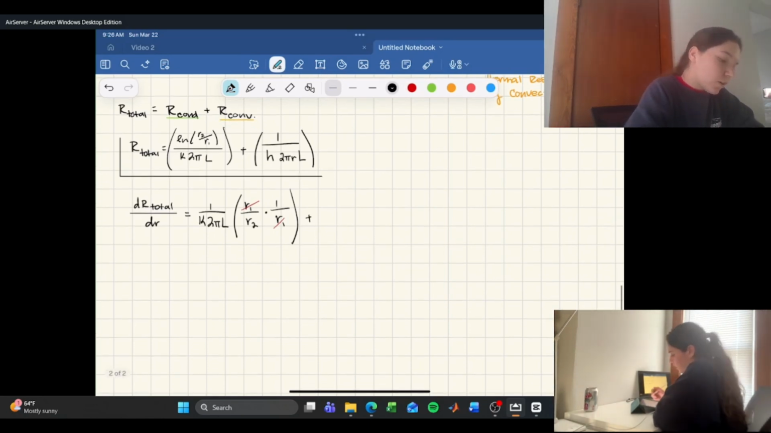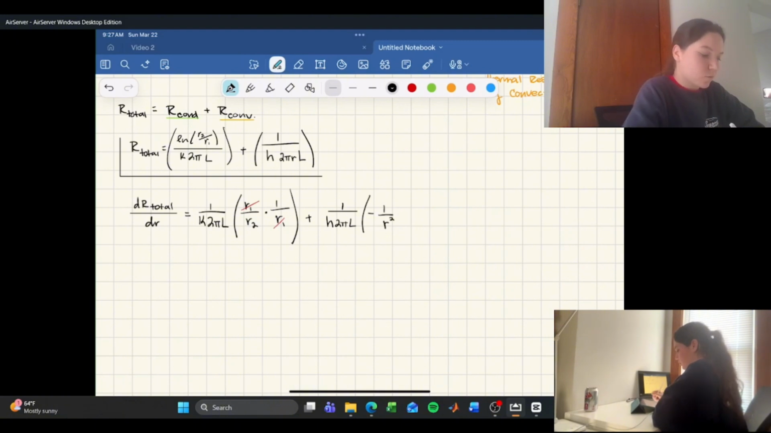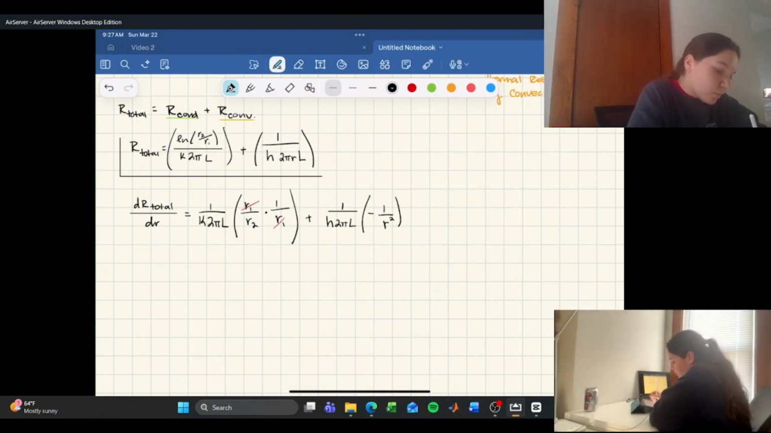And then the derivative of the thermal resistance by convection. Again, we can factor out the constants. This is going to be 1 over the heat transfer coefficient times 2 pi times the length. And it's going to be multiplied by negative 1 over r squared. And this is going to be R2.